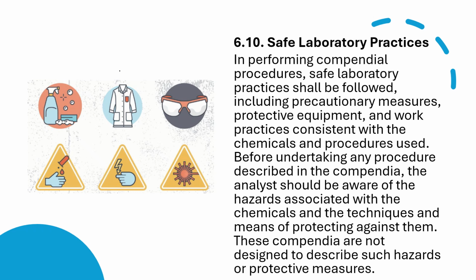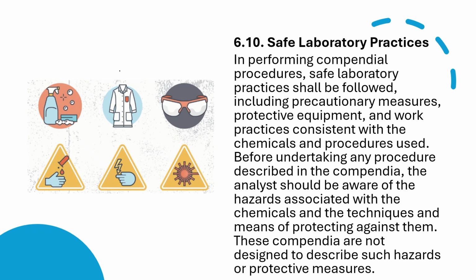The first subsection, 6.10, is safe laboratory practices. Safe laboratory practices must be followed while performing compendial procedures, that is, procedures mentioned in the monograph or any USP chapters, right? This includes using appropriate precautionary measures, protective equipment and work practices suitable for the chemicals and processes involved. Before starting any procedure, the analyst should understand the hazards associated with the chemicals and techniques used, as well as the methods for protecting against those hazards, right?